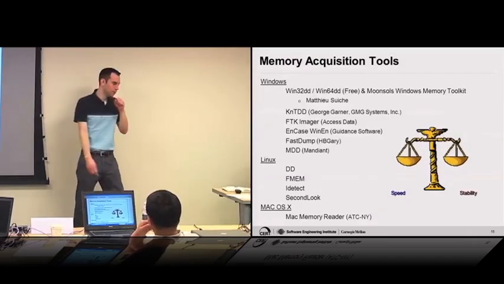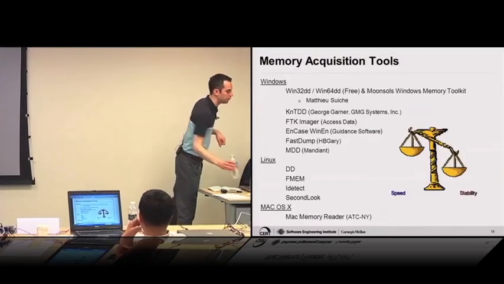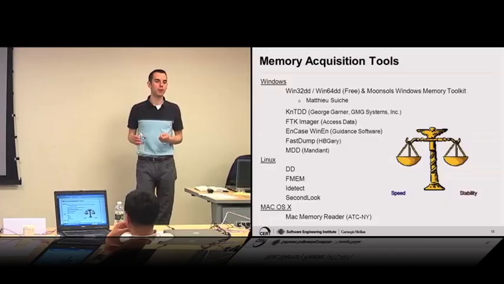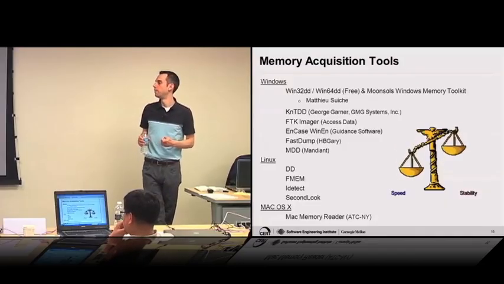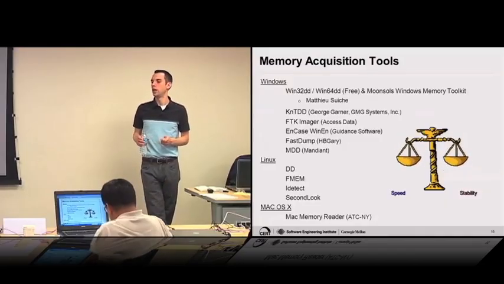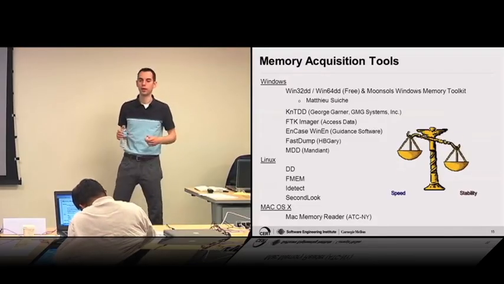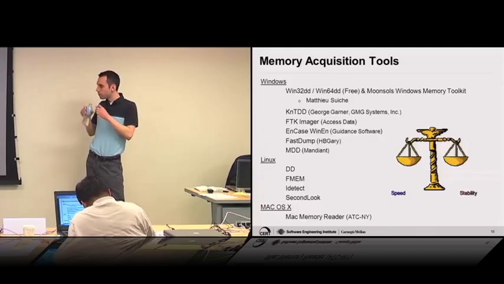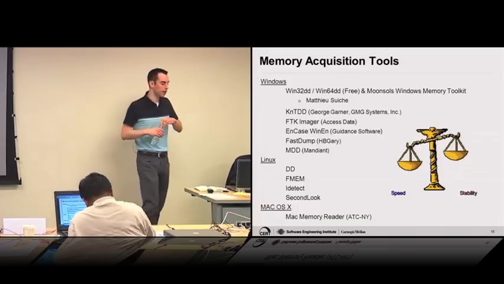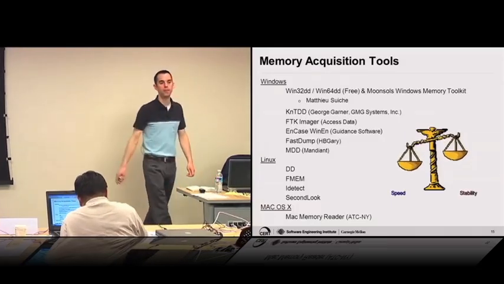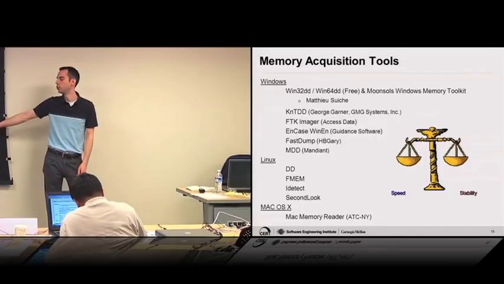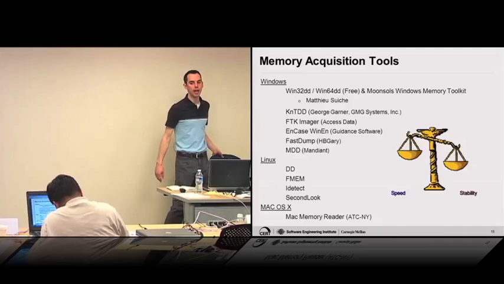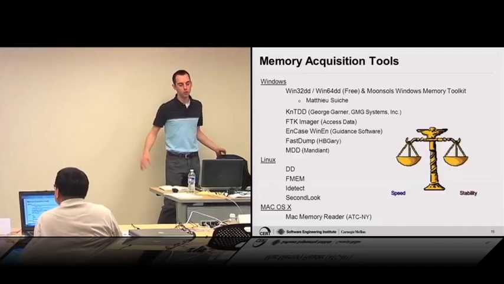And then you also have DD, which doesn't really work anymore on modern Linux operating systems because of how it handles access to memory through the devmem device. And then for OS X, you have the Mac Memory Reader, which is a freely available tool from ATC New York. And that'll allow you to image Mac memory. And they also have an analysis tool, which is a paid tool.